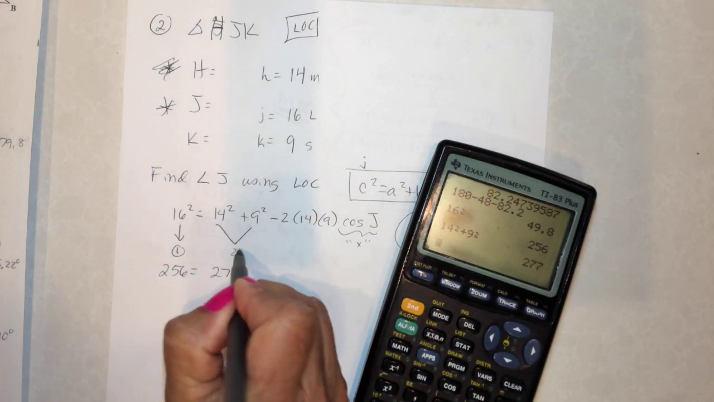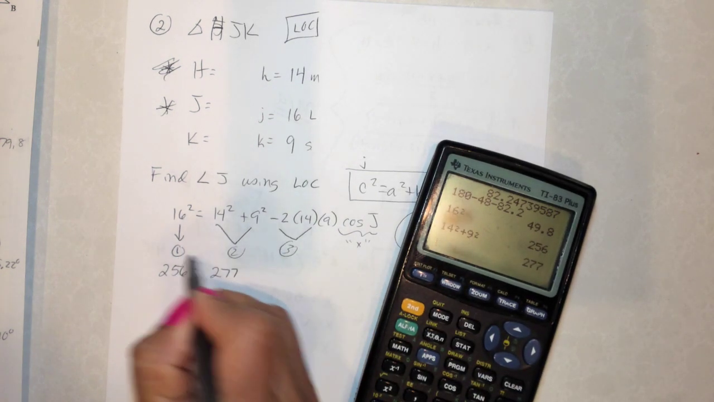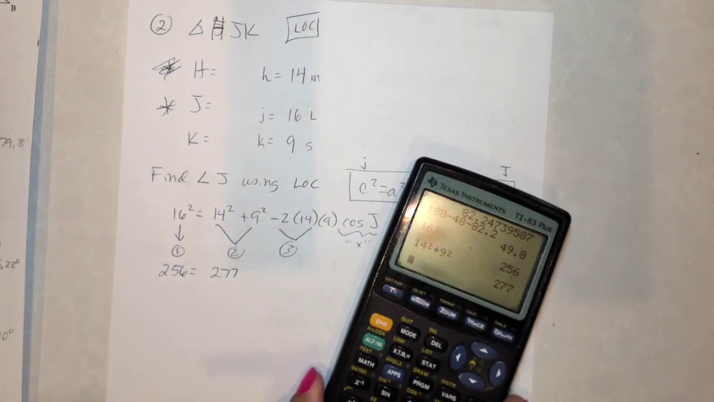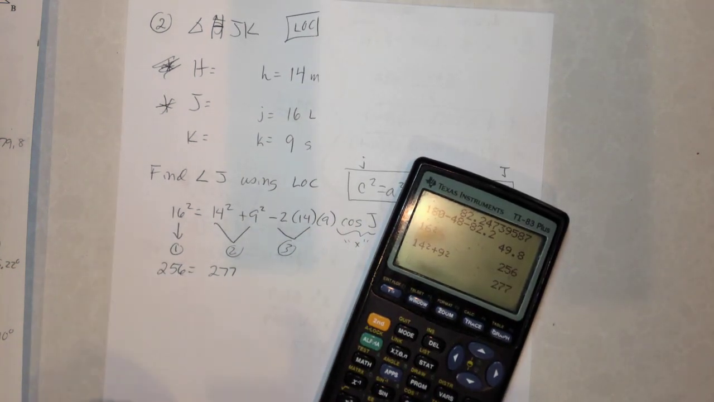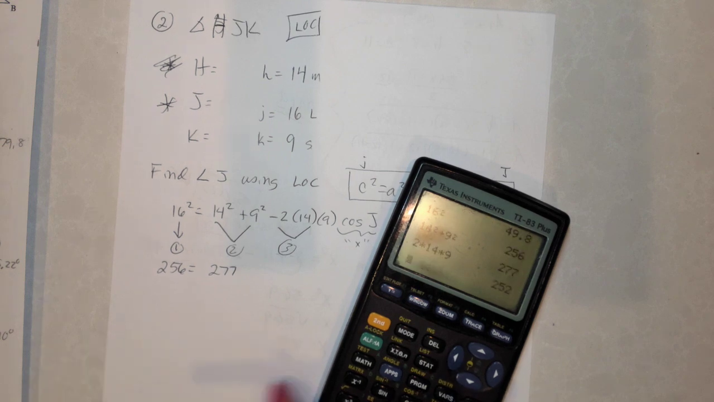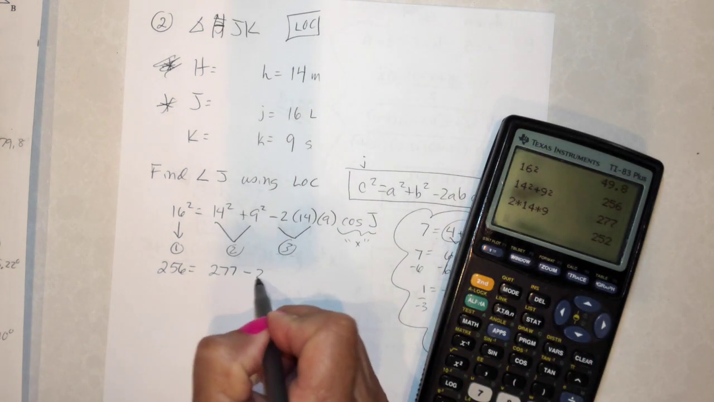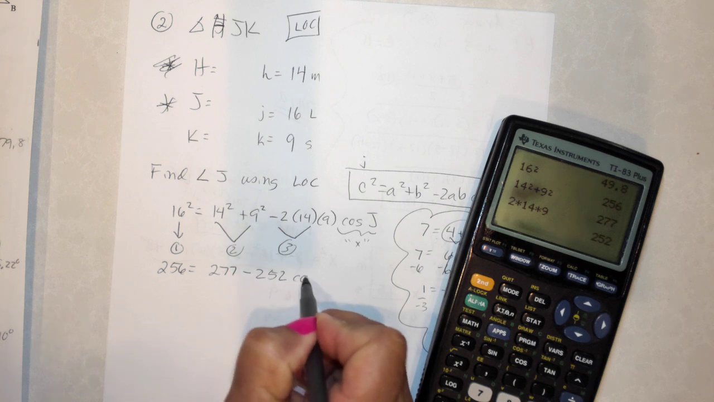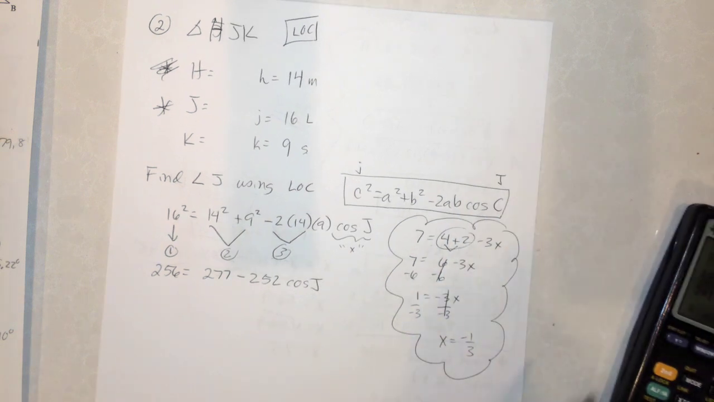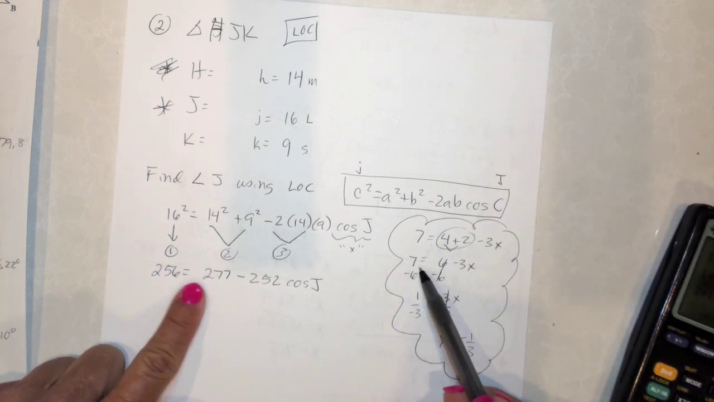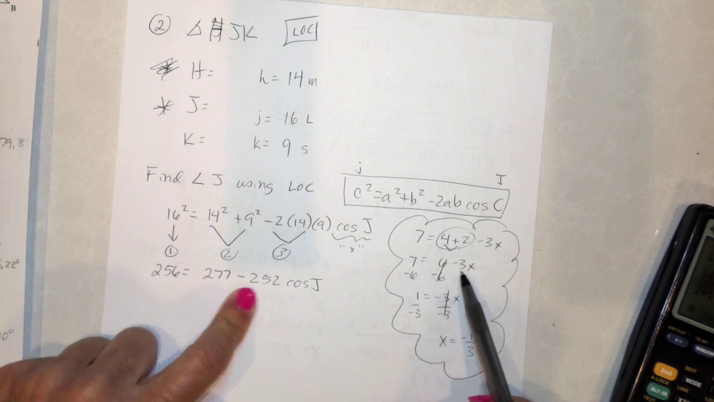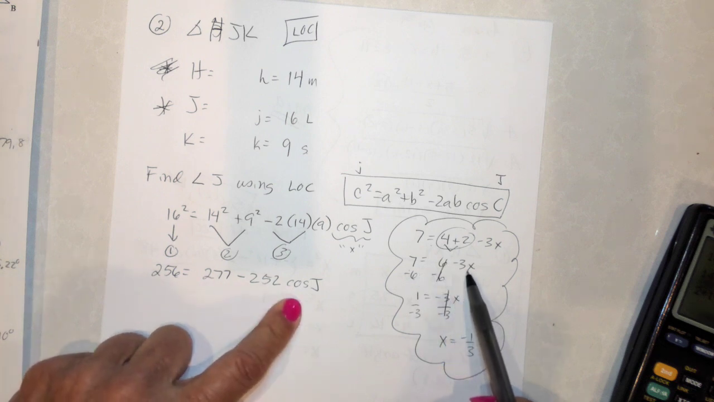And then you can do these 3 numbers. So 1, 2, 3, 1, 2, 3, because they're all multiplied by that x. So I'm going to have 2 times 14 times 9. And keep in mind that was negative, so minus 252 cosine j. So now I'm kind of here. I have a number equals a number minus something attached to my x.